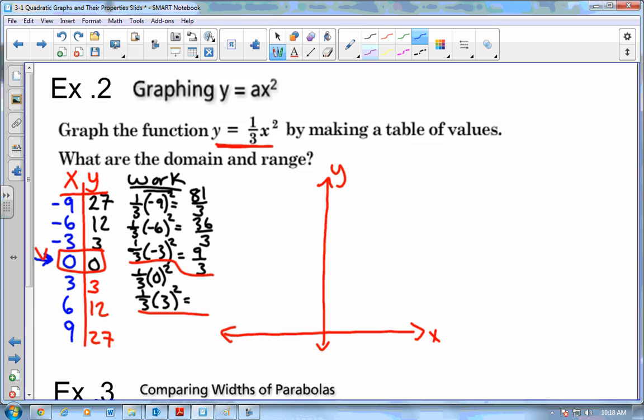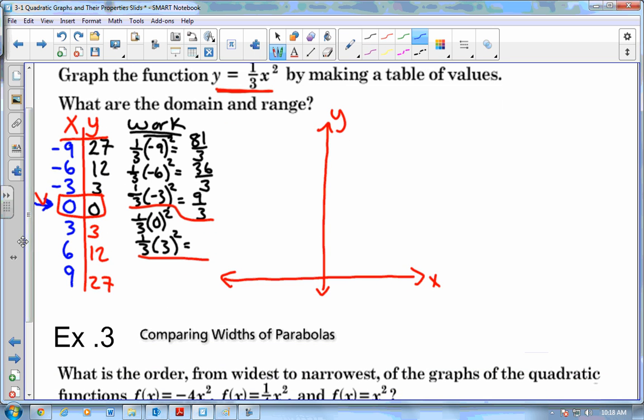On my X's, I don't have to count 1, 2, 3, 4, 5. I could count as long as I label. Again, I start at the origin and work out: -3, -6, -9. As long as I label, then I know what you're doing. Start at the origin, work out: +3, 6, +9.